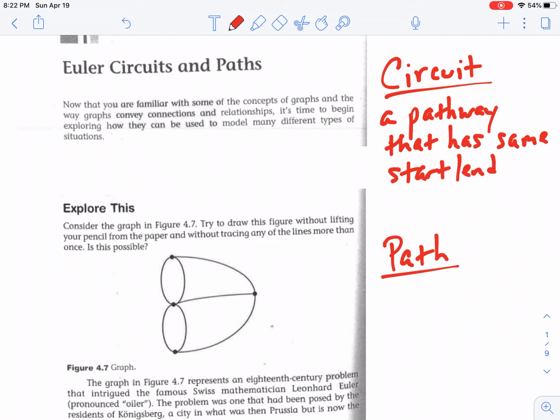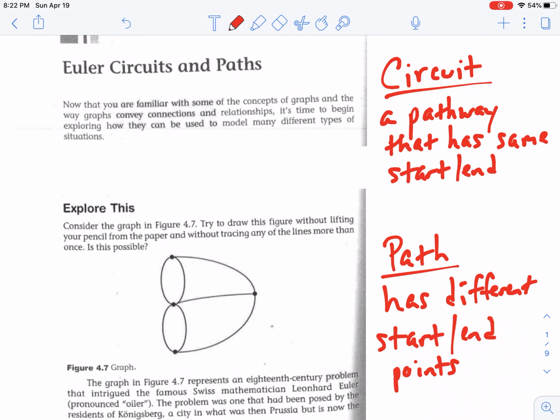A path is kind of the same, but it has different start and end points. So a path is a pathway that has different start and end points. It still goes through the entire map, through the entire diagram, but you're not going to be able to wind up at your original origin. Because again, the requirement of when you do these is that you're only allowed to pass over each road one time.